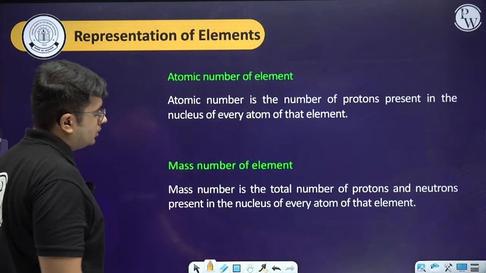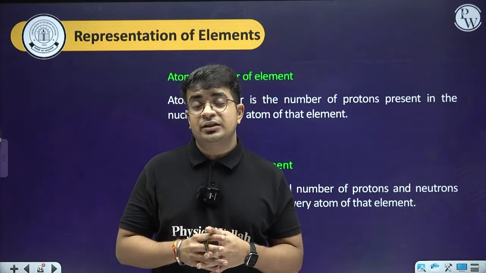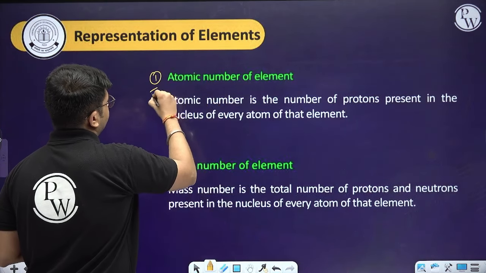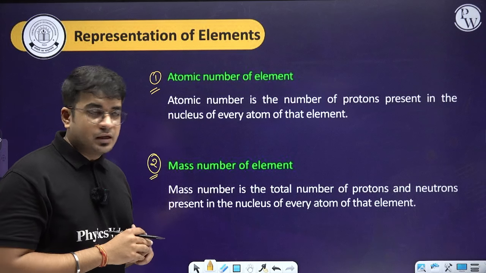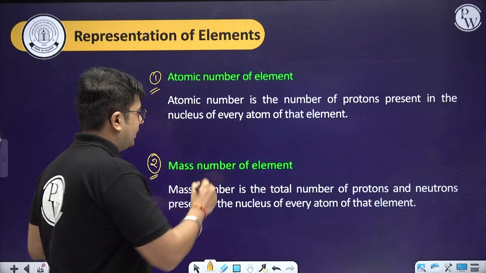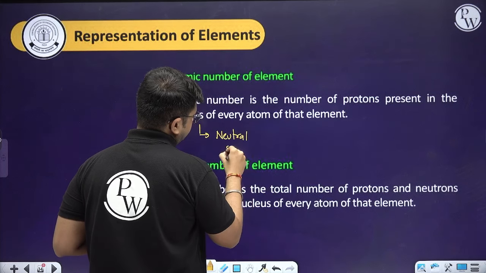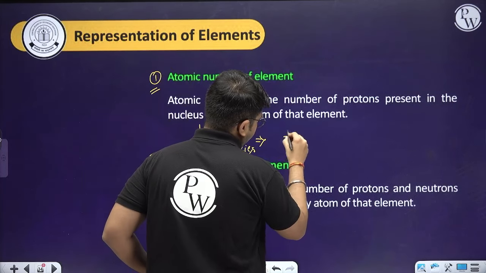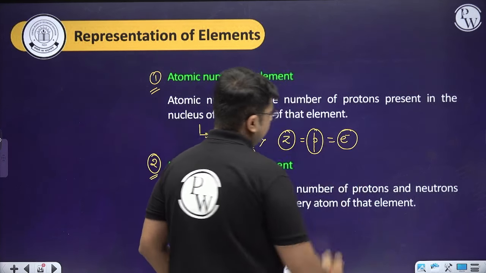I have a simple homework for you. You just have to write down the actual representation of the first 20 elements. The first thing you should know is the atomic number. The second thing you should know is the mass number. The atomic number is the number of protons present in the nucleus of every atom, and always remember, in case of neutral species, this Z value corresponds to the total number of protons, which equals the total number of electrons.